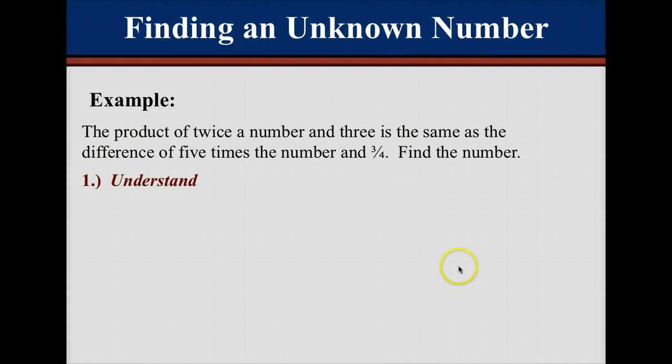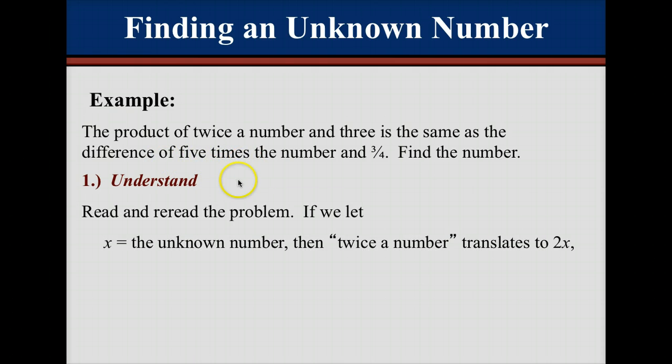Our first example, the product of twice a number and 3 is the same as the difference of 5 times the number and 3/4. We are to find the number. First of all, we need to understand the problem. If we let x be the variable or the unknown number, then twice a number is 2x. So let's start looking at our key words, product and twice a number.